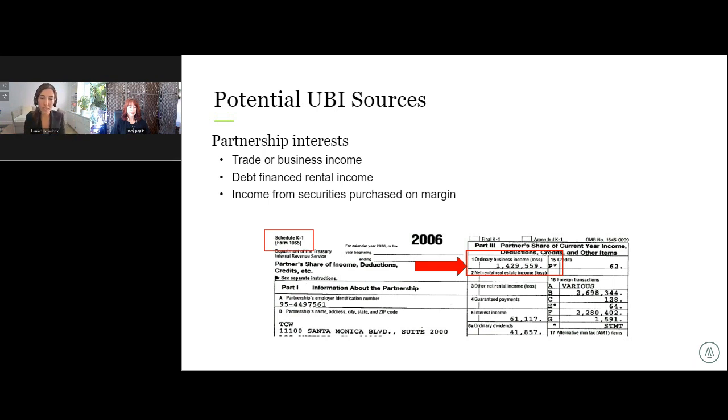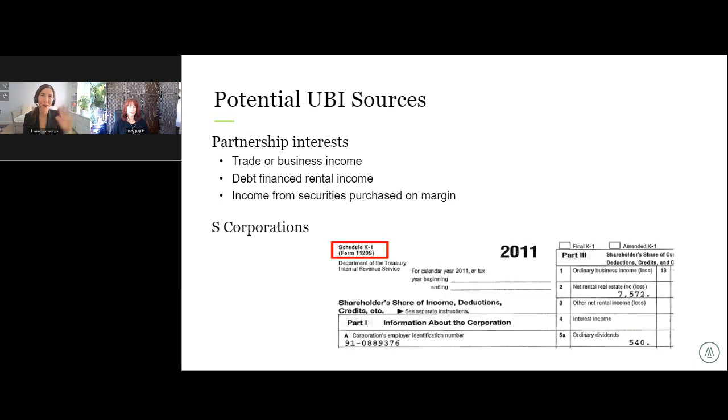So trade or business income from a partnership, as well as if that partnership has debt financed income or income on margin, which we see a lot of times in our master limited partnerships or those larger types of alternative investments, those could be potential UBI sources to you as an organization. Something else to watch out for, though, is S corporations.